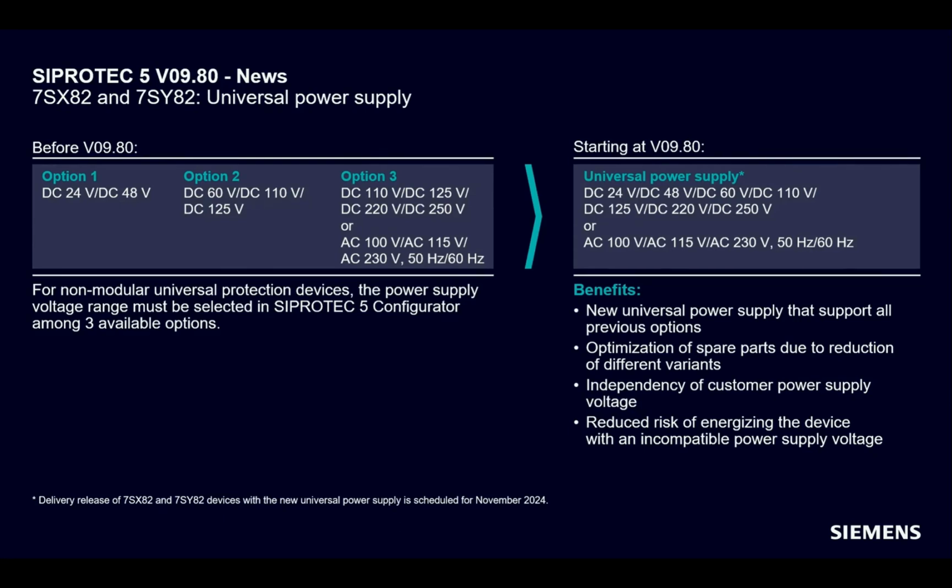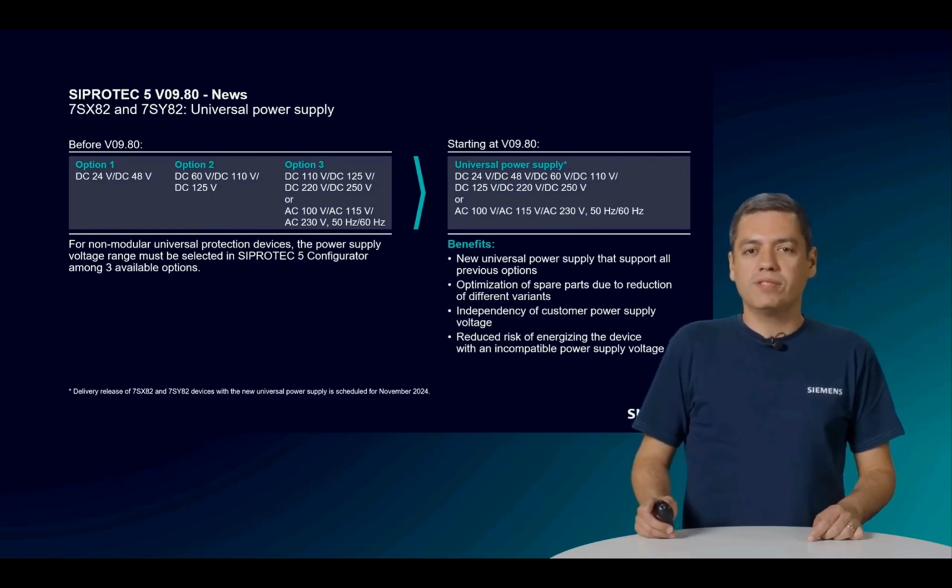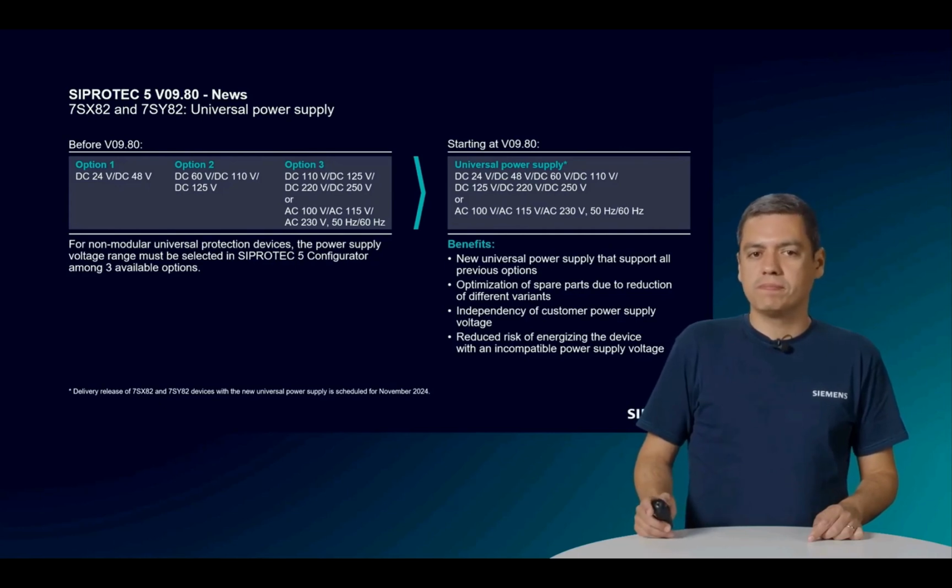As examples of benefits, we can mention new universal power supply that supports all previous options, optimization of spare parts due to reduction of different variants, independency of customer power supply voltage, and reduced risk of energizing the device with an incompatible power supply voltage. For this specific topic, it's important to inform that the delivery release of the hardware is scheduled to November 2024.